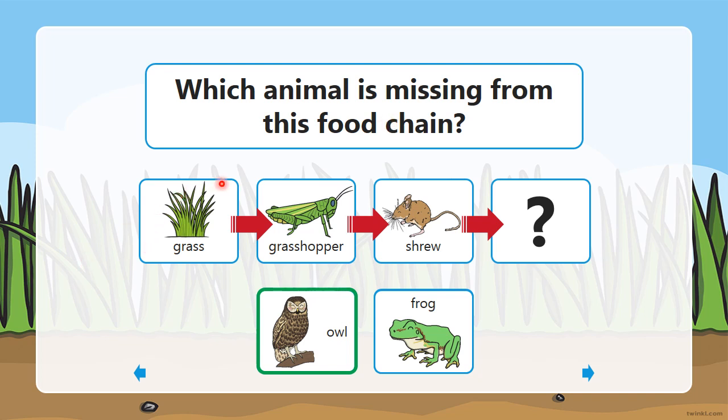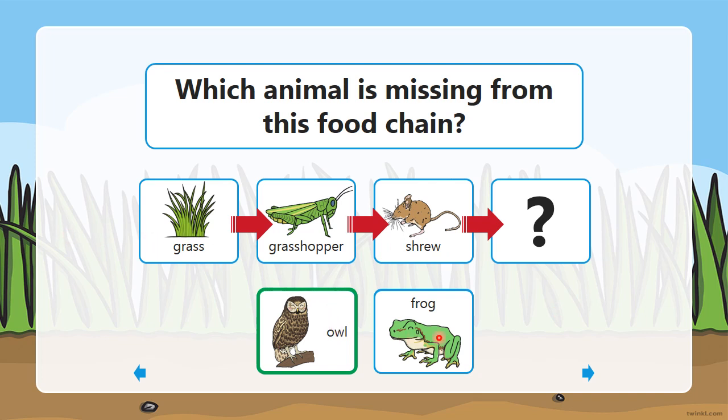Grass, the energy transferred into grasshopper. Grasshopper, the energy got transferred into shrew. Who must be eating a shrew? We have two options, a frog or an owl. Think. You have 3 seconds to think and answer. 1, 2, 3. Here is the answer.